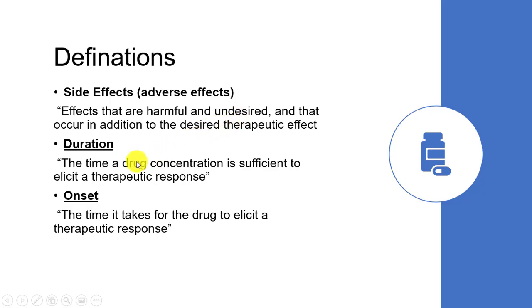And what is duration? Duration is the time a drug concentration is sufficient to elicit a therapeutic response. So if we are giving a particular drug concentration, what time is sufficient to elicit a particular therapeutic response? That is called the duration. For example, if we give 0.5 grams of a drug and the time it takes to elicit a therapeutic response is 30 minutes, then if we give 1 gram of that drug and the time goes down to 15 minutes, the duration changes. So this is essentially what a duration is: the time it takes for a particular amount of a drug to produce its therapeutic response.